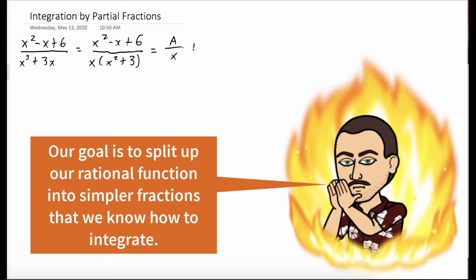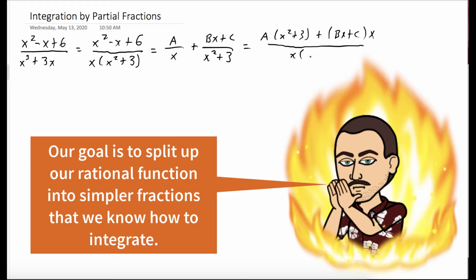And so we could write our fraction as a over x plus bx plus c over x squared plus 3. Let's get a common denominator. So that's a times x squared plus 3 plus bx plus c times x all over x times x squared plus 3. And now we have two fractions with the same denominator that are equal, so their numerators must be the same.